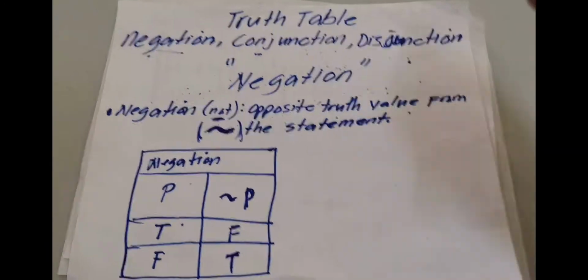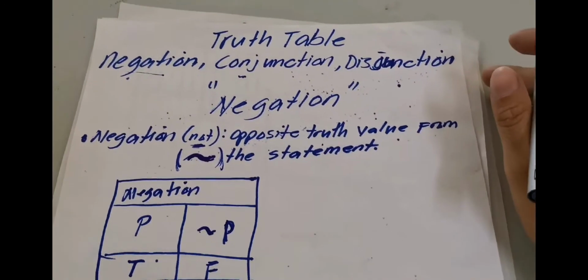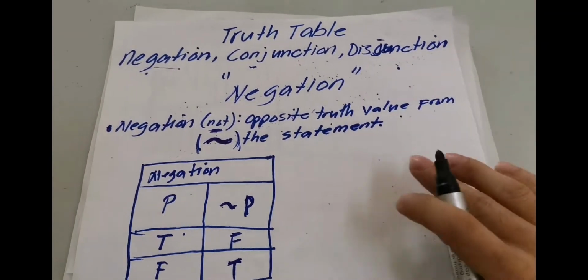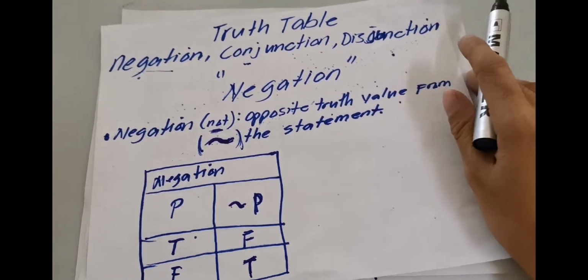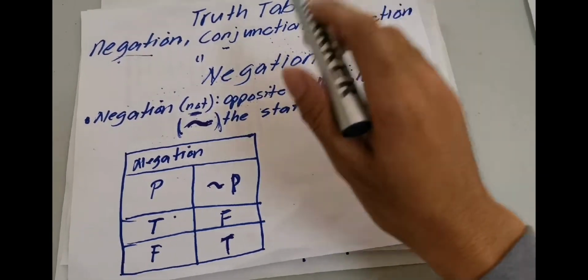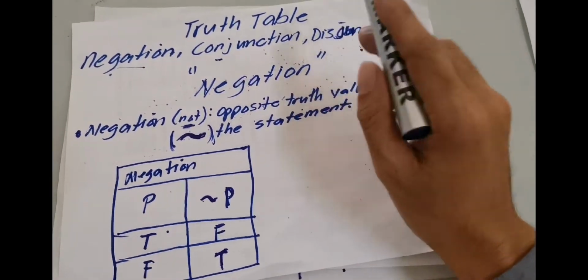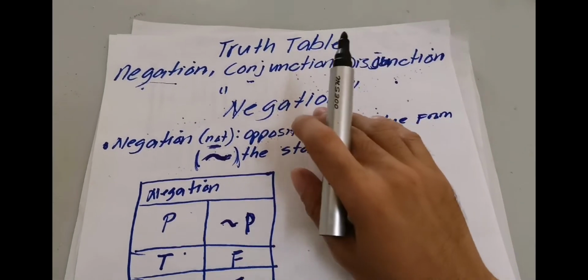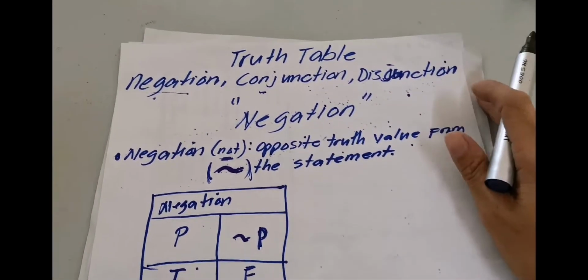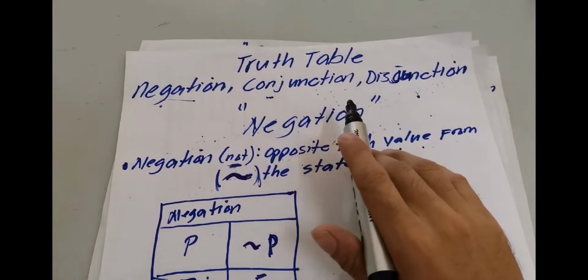So, in this video, I will discuss how to construct the truth table using the negation, conjunction, and disjunction. So kinahanglan nato mabal-an ni ang unsaon pag-construct sa truth table para mabal-an nato kung unsay pasabot sa symbolic arguments. So let's start with the negation.